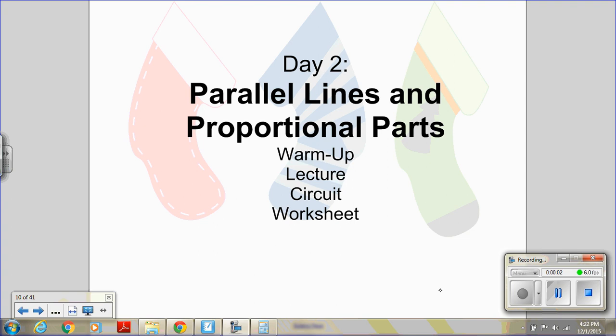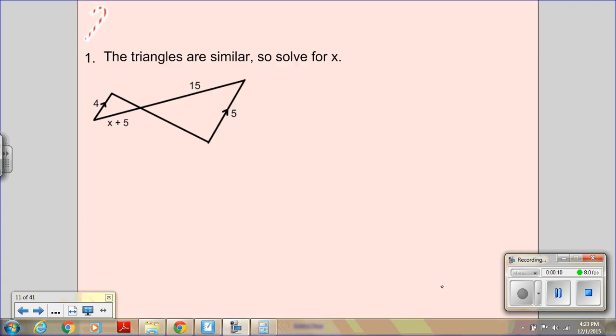Unit 6, Day 2 notes. Today we're going to discuss parallel lines and their proportional parts. There was a minor typo on the first question, but it should read, the triangles are similar, so solve for x.